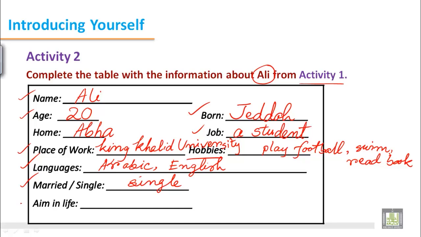And the final sentence, he has written about his aim in life, what he wants to be in his life. He has a plan of his life, you can say the goal of his life, that he is going to be a teacher or he wants to be a teacher. So this is his aim in life, to be a teacher.